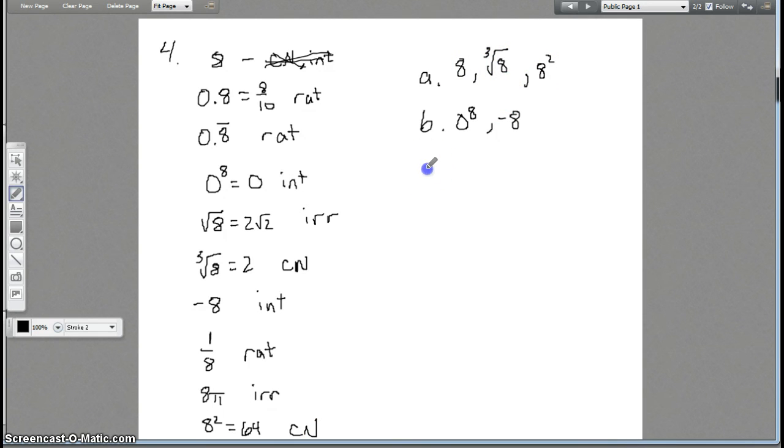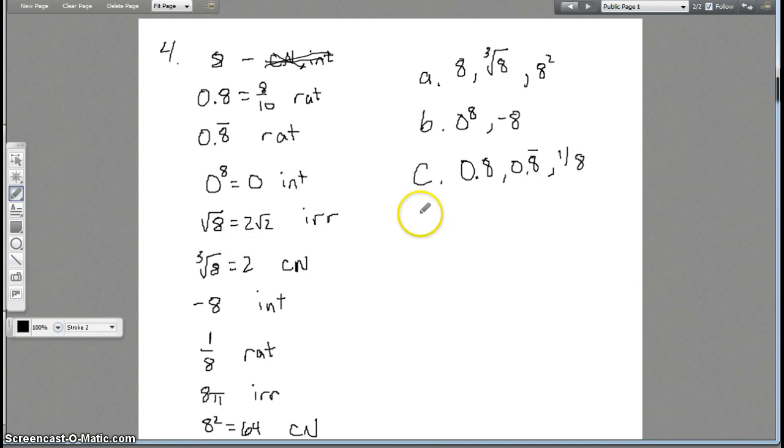If we wanted to include the counting numbers also, then we would include 8, cube root of 8, and 8 squared. Okay, part C wants to know which numbers are rational but not integers. Okay, so the rational numbers are going to be 0.8 right here, 0.8 repeating, and then 1/8. Those are all the rational numbers that are not also integers.